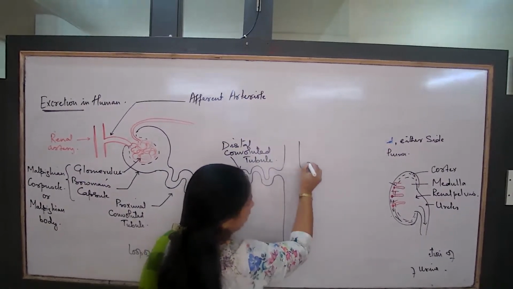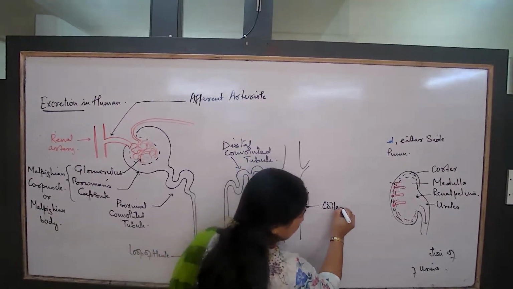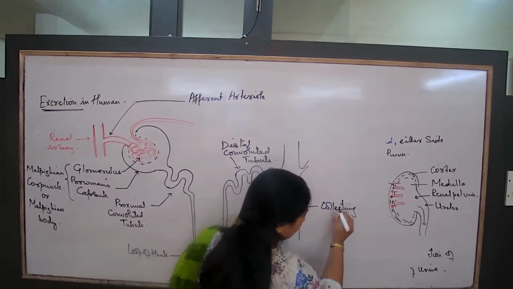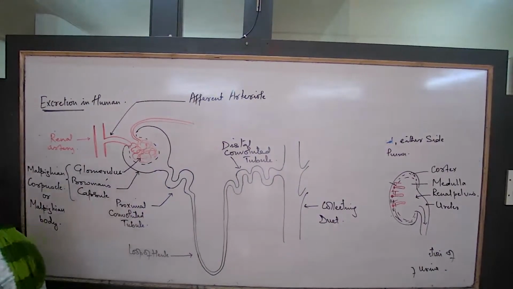What is this last part known as? Collecting duct. So what will we name this as? Collecting duct. So what are the parts of the nephron that we have drawn? The parts of the nephron first of all are this.